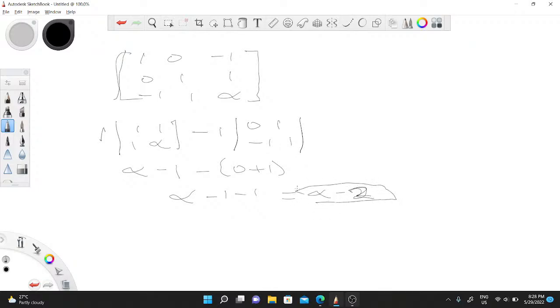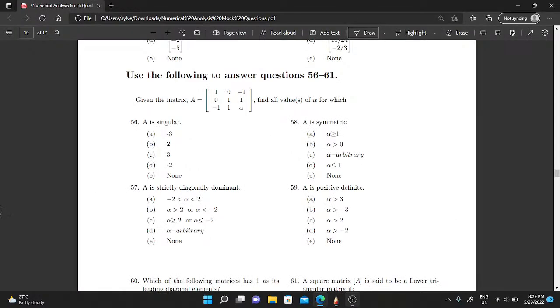Now for this matrix to be singular, the determinant should be 0. That means alpha minus 2 should be equal to 0, which implies that alpha is equal to 2. Alright, so that's for the first one, A is singular.